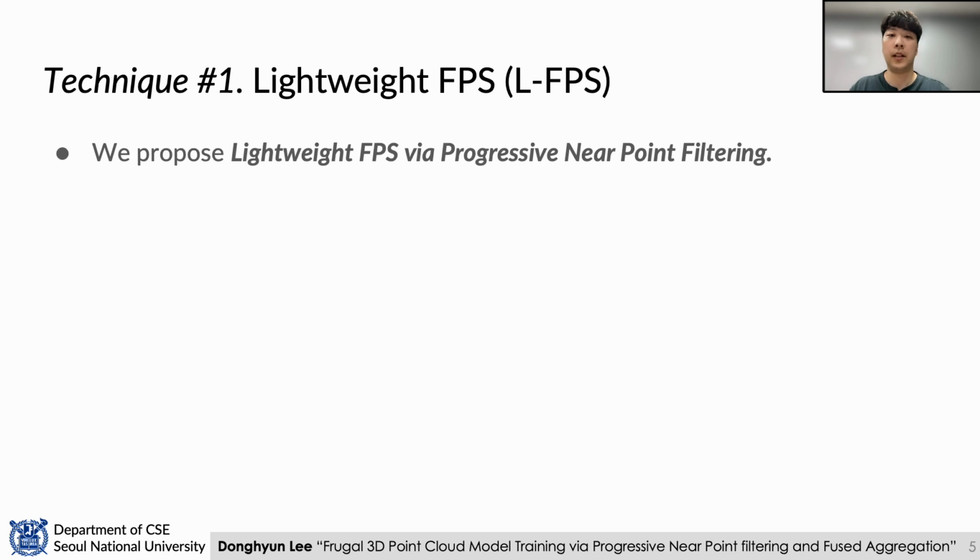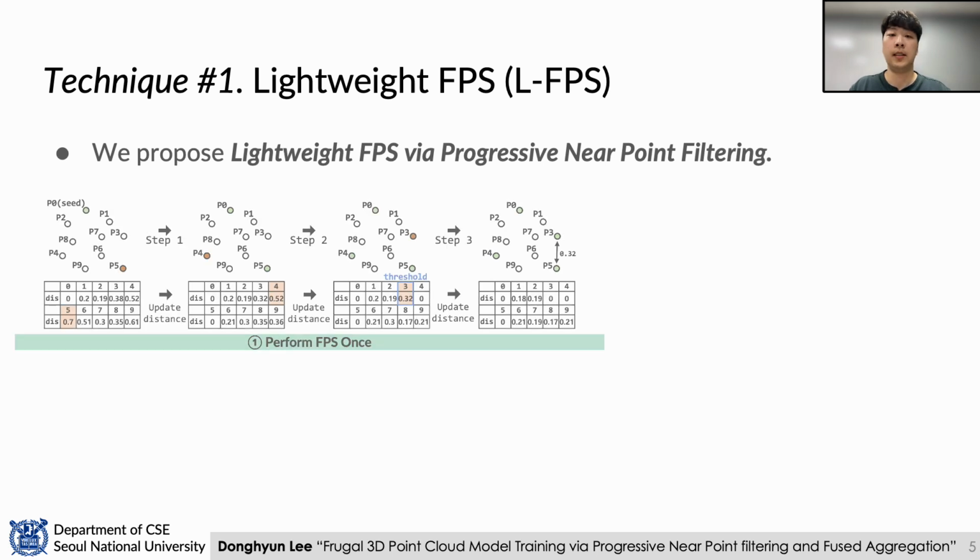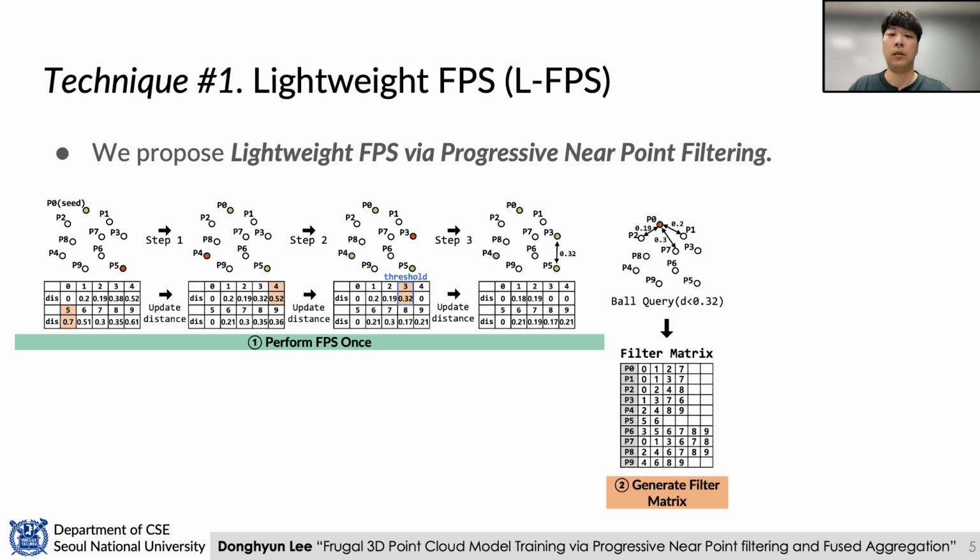Based on these observations, we propose lightweight FPS via progressive near-point filtering. First, we perform FPS once to find the minimum spacing between the farthest sampled points. Then, we perform a ball query with each input point as a centroid to identify points within the specified threshold proximity. The indices of the identified points are then saved to the filter matrix.